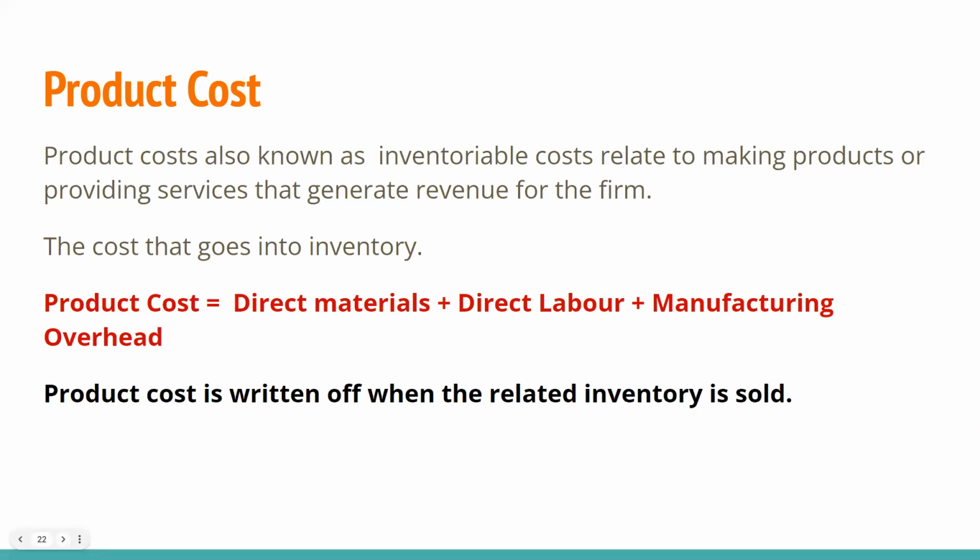Right, so product costs, known as inventoriable costs, they relate to the making of products and providing of services that generate revenue for the firm. So these costs go directly into inventory. So your product costs are your direct materials, your direct labor, and your manufacturing overheads. They are written off when the related inventory is sold. And when we sell the related inventory, it goes into your cost of goods sold.